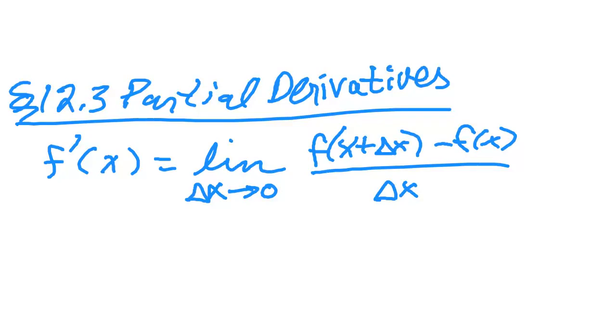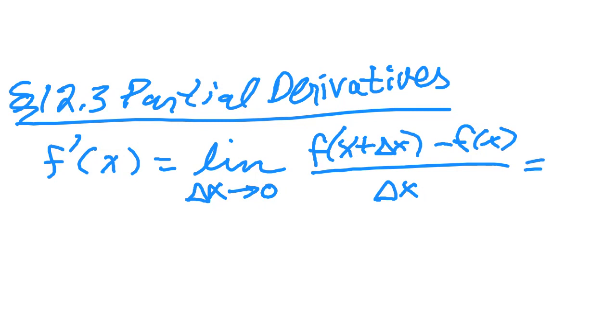Okay, now we're going to dive into section 12.3, partial derivatives. F prime at x, if you remember from 2-space, when y equals f of x, f prime at x, or the derivative of f with respect to x, is the limit as delta x approaches 0 of f of x plus delta x minus f of x all over delta x. So it's the limit of the difference quotient.